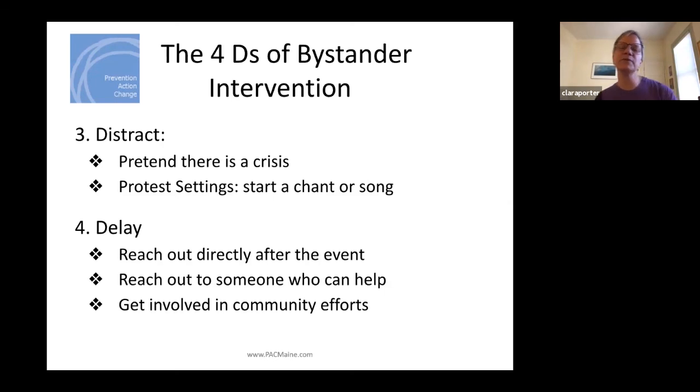So I think a lot of people don't think of delay as active, but it really is. There's a lot of times when people can't intervene in the moment, but after the fact, you can intervene, or you can check in with the person who was targeted. You could even check in with the person who did the harassing behavior, assuming you know them. Reach out to some other resource. There's lots of ways to assist in these ways. So super important to think about that last D, delay, as very active.